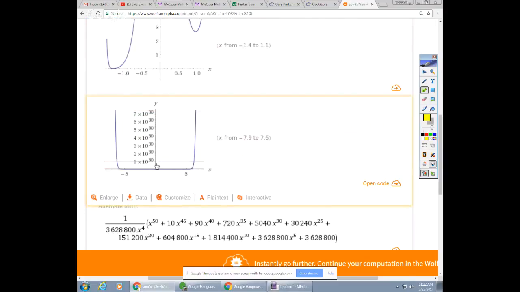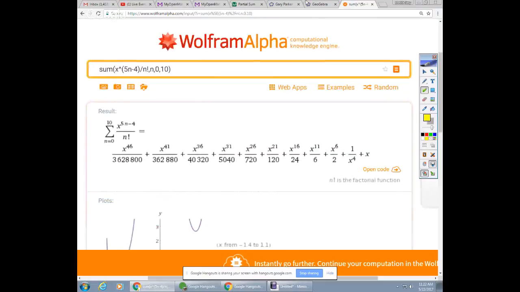So this picture is somehow deceiving. It does have a vertical asymptote there. We just can't see it. All right. Learn something new every day. It's good for you. Okay. Next.